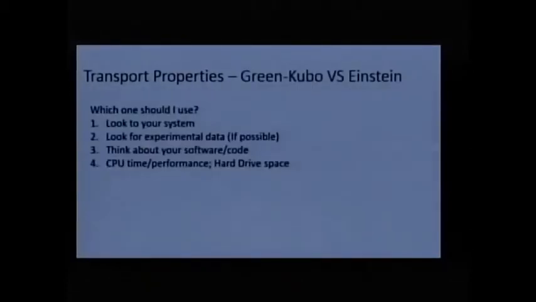So which one should I use, Green-Kubo or Einstein? It depends on your system. If you have experimental data, you can do comparisons to see which one is the best. You have to think about the code or the software that you are using. In general, for viscosity, people use Green-Kubo, but in Gromacs, they say that the Einstein code that they have is best. So if you use Gromacs, they say that you should use the Einstein method.